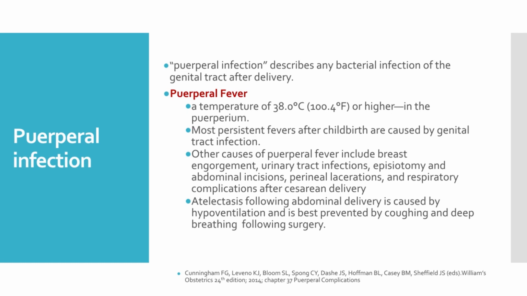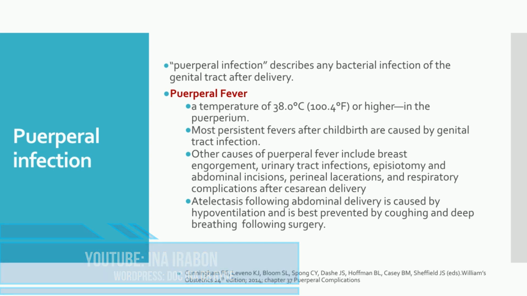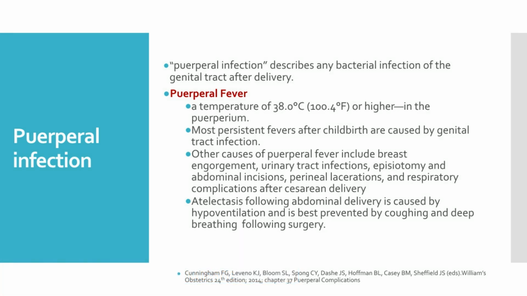Other causes of puerperal fever include breast engorgement, urinary tract infections, episiotomy and abdominal incisions, perineal lacerations, and respiratory complications after cesarean delivery. The respiratory complications are usually secondary to atelectasis following abdominal delivery or any surgery for that matter, which is caused by hypoventilation, and this is best prevented by coughing and deep breathing exercises.